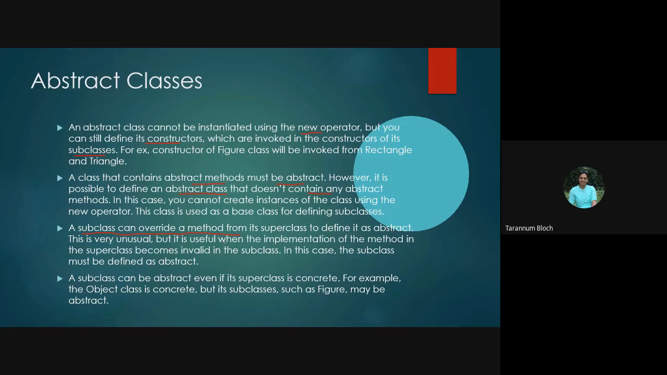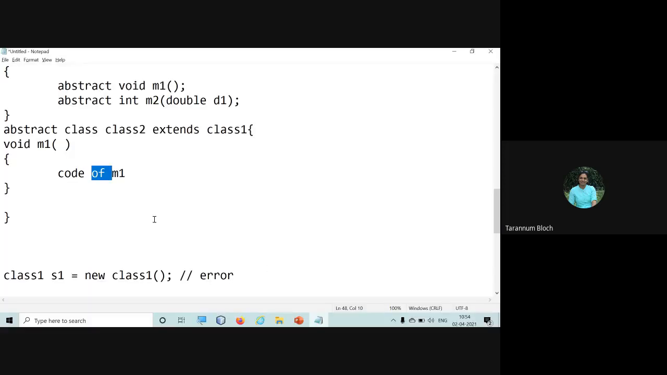So it is very much useful to have the implementation of a method in a superclass become invalid in the subclass. In this case, we must define the subclass as abstract. And a subclass can be abstract even if it has a concrete superclass. Are you getting? There are chances that that may happen.